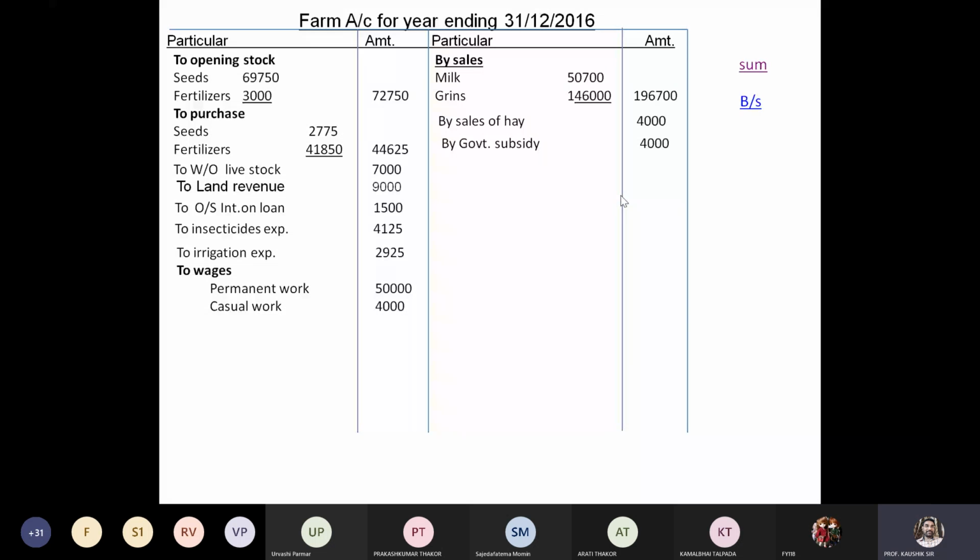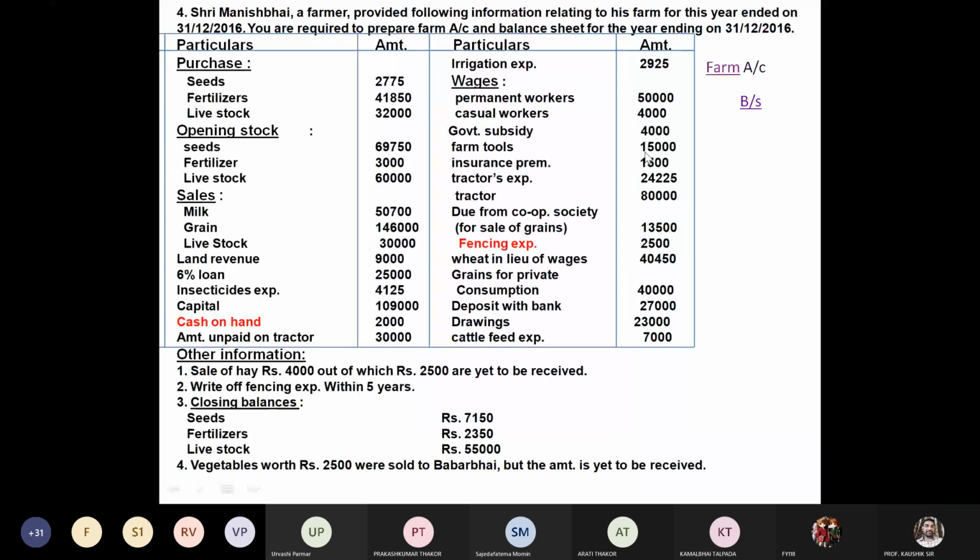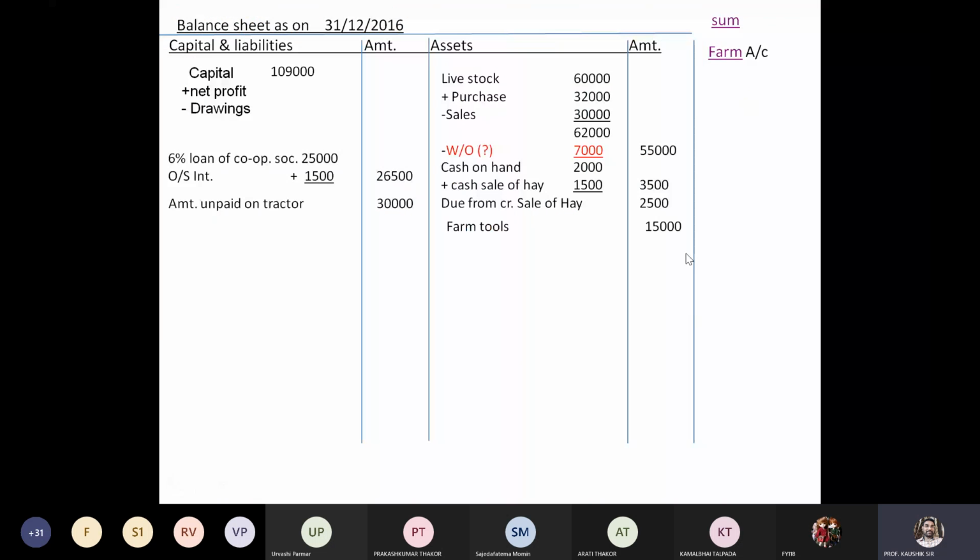Go to the sum again. Farm tools. It is an asset. So as an asset, it will be written in the balance sheet. 15,000, go to the balance sheet. Farm tools 15,000 as an asset.